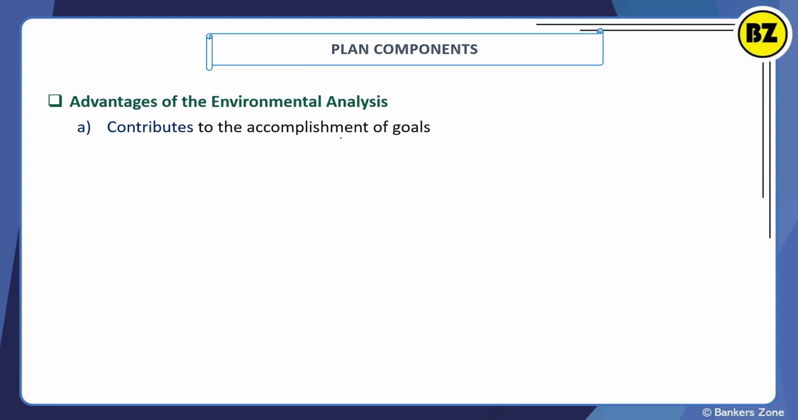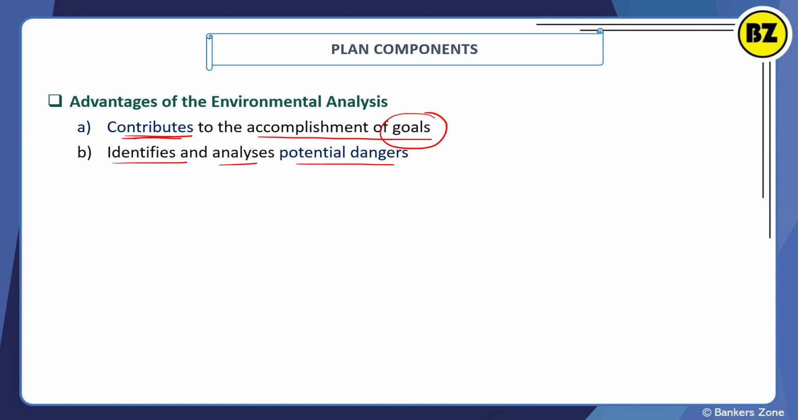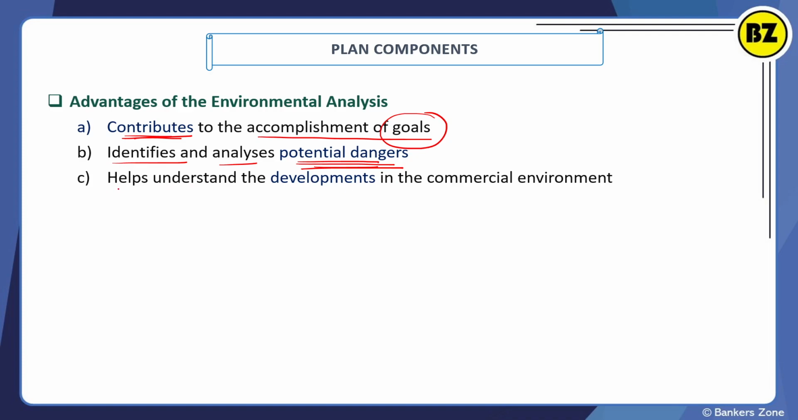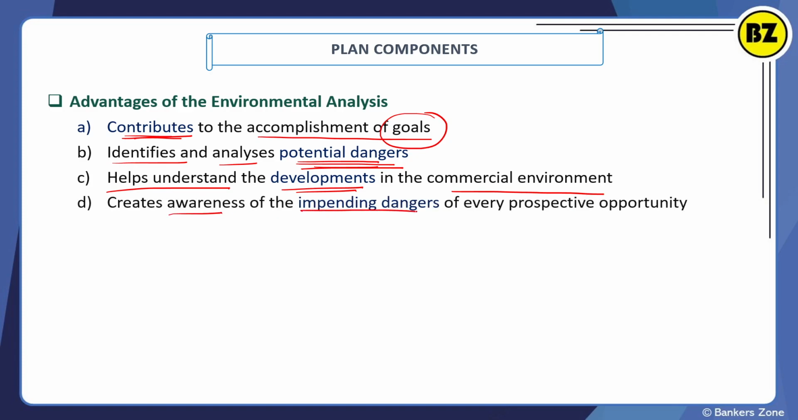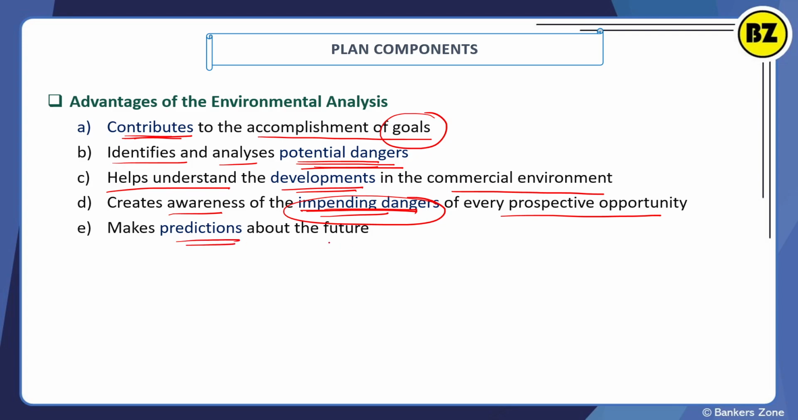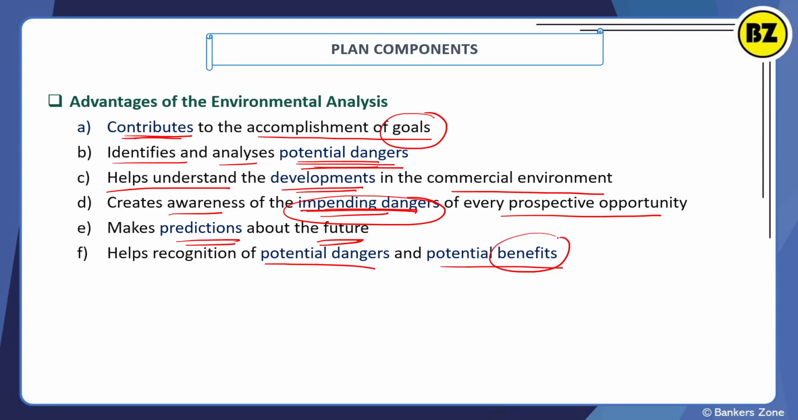Now what are the advantages of it? It contributes to the accomplishment of the goals of the organization. It identifies and analyzes potential dangers, so when you do the environmental analysis you get an idea about the potential dangers in the business at that place. It helps to understand developments in the commercial environment. It creates awareness about the impending dangers of every prospective opportunity, the upcoming chances of danger. It makes predictions about the future because you are doing the analysis. It helps in the recognition of a potential danger and the potential benefit also, right?